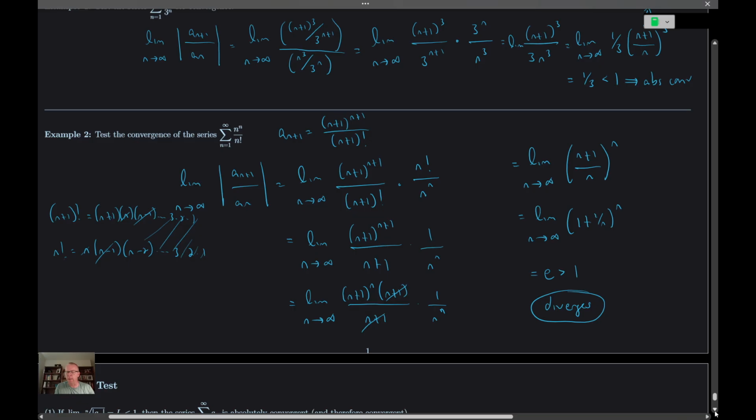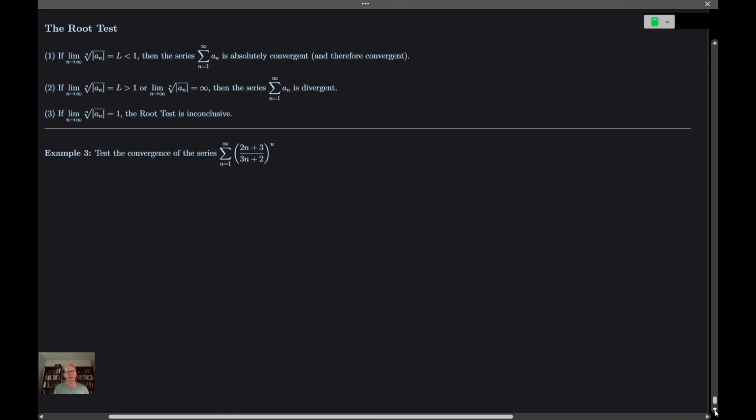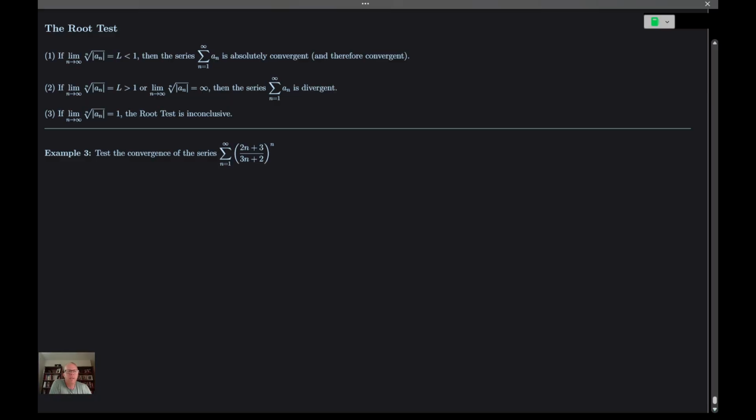All right, so then we get to the root test. And the root test, as far as the structure of it, is going to be the same. We're going to take the nth root of the series and take the limit to infinity. If it's less than 1, then it's absolutely convergent and therefore convergent. If it's greater than 1, it diverges. If it's equal to 1, inconclusive. So basically the same principle, same rules as before. It's just now we're taking the nth root and then taking the limit to infinity.